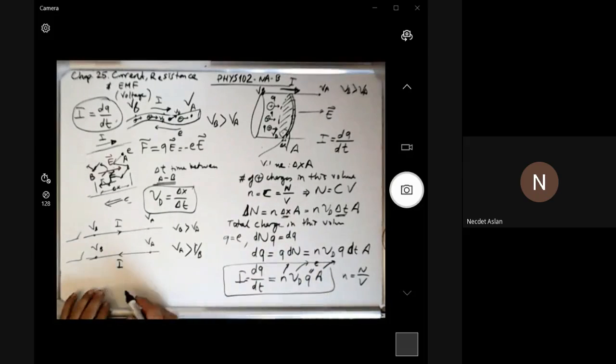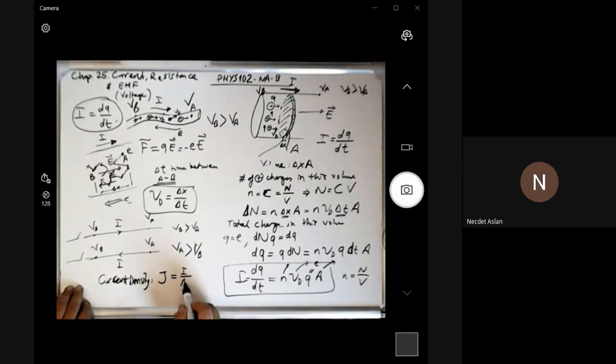This is the current density. For current density, we use J, and it is given as the current per unit area. Current density is called the current per unit area. If we divide the current by the area, on the right-hand side it's just n v_d times q. As you see, this is all related to the material. What kind of material you're choosing gives you this.